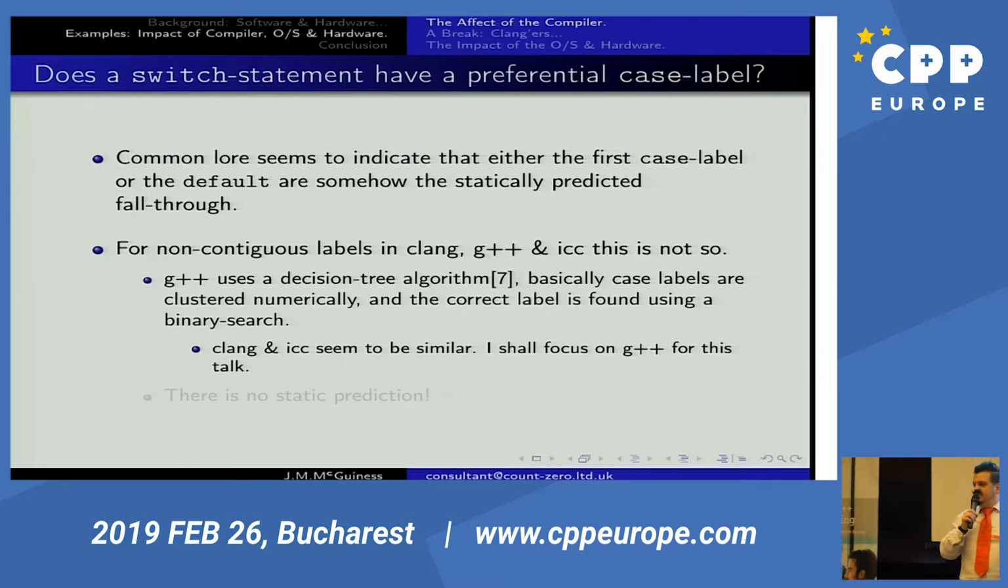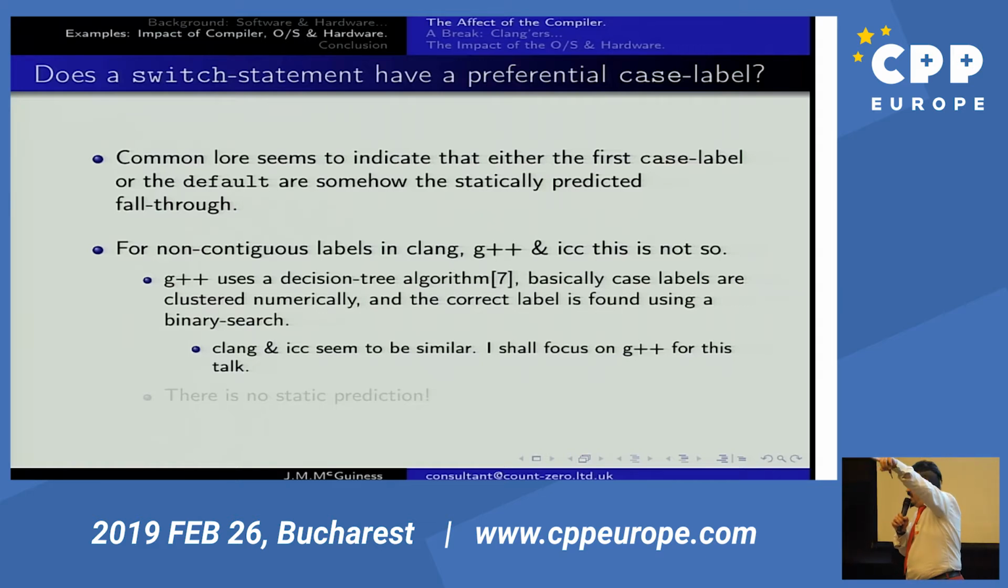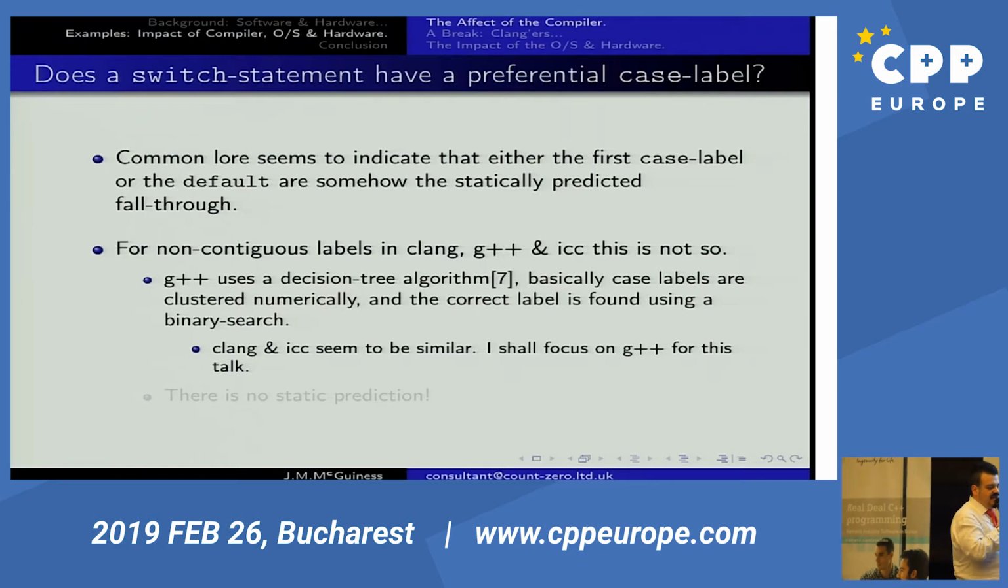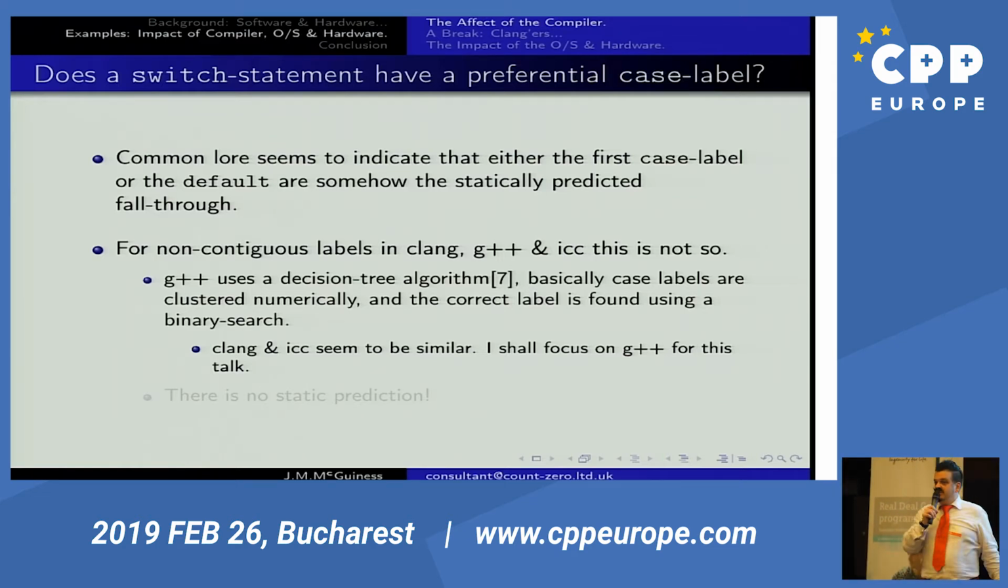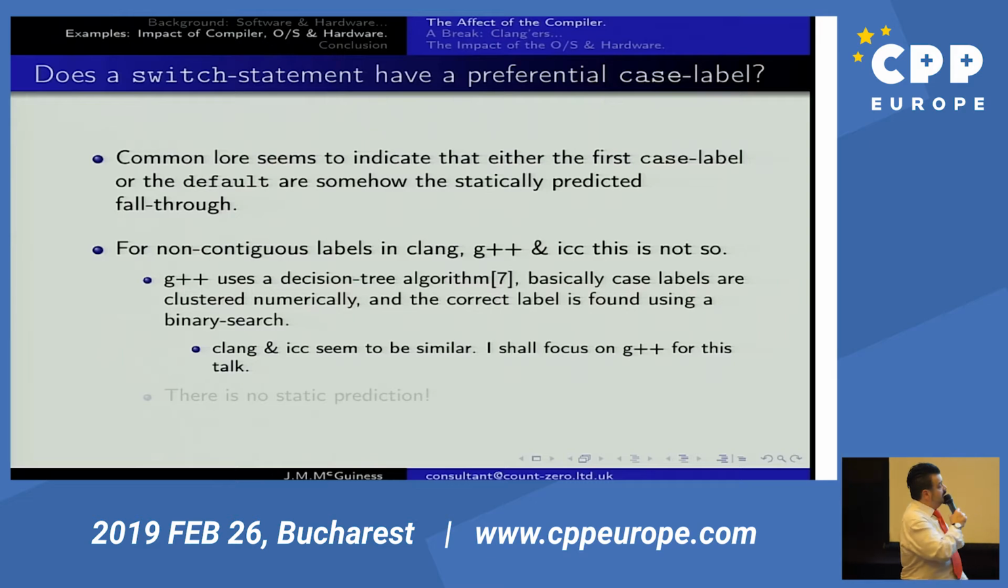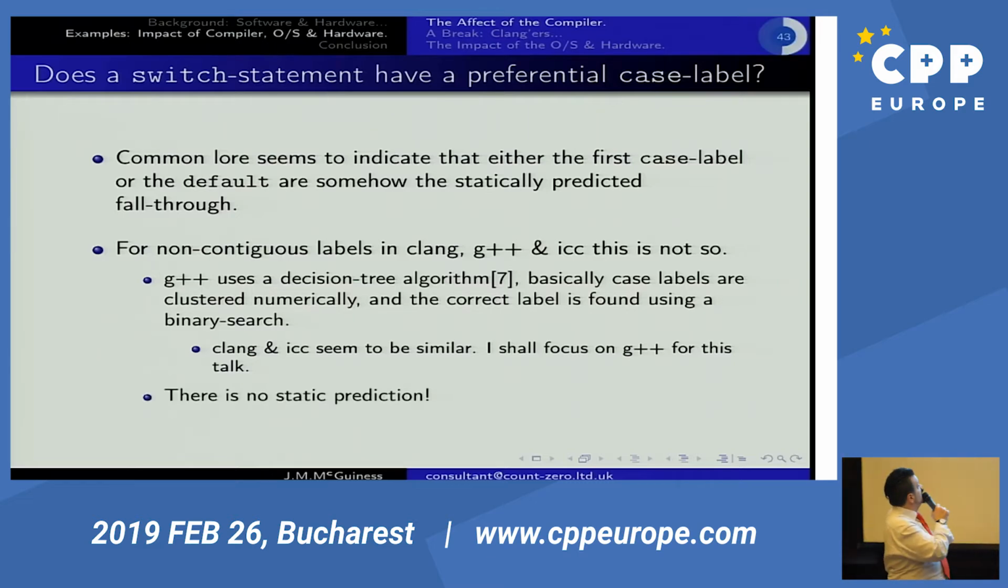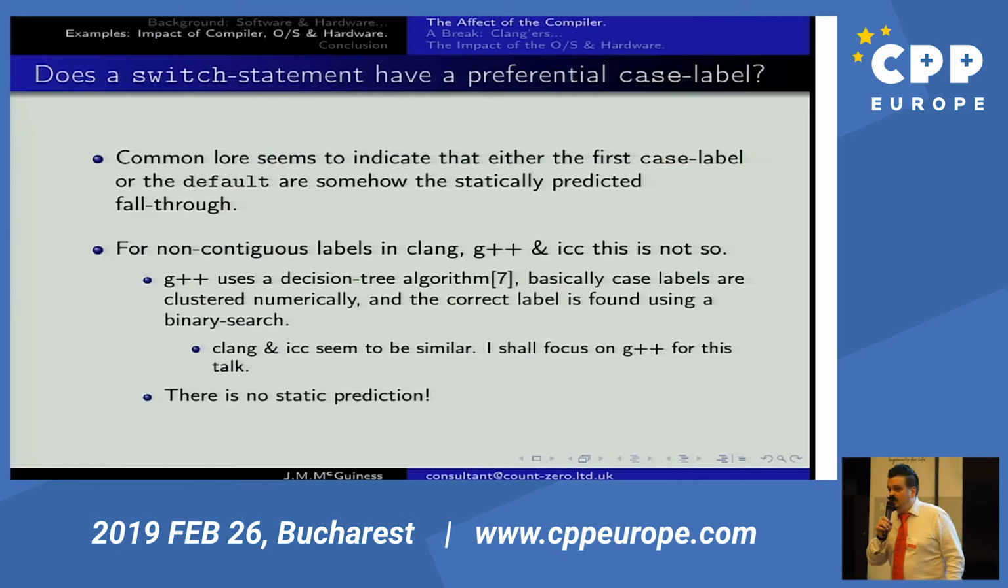So essentially a depth first, a balanced binary, crikey. A binary search occurs to find the correct case label. This is handy because instead of having 10 if statements for 10 case labels, one can have log 2 of 10. You can have about 3 or 4 lookups, jumps instead, which is much faster. But there's no static prediction. The default or the first case label are not statically predicted. They're not put high up in the code sequence with one jump to check.